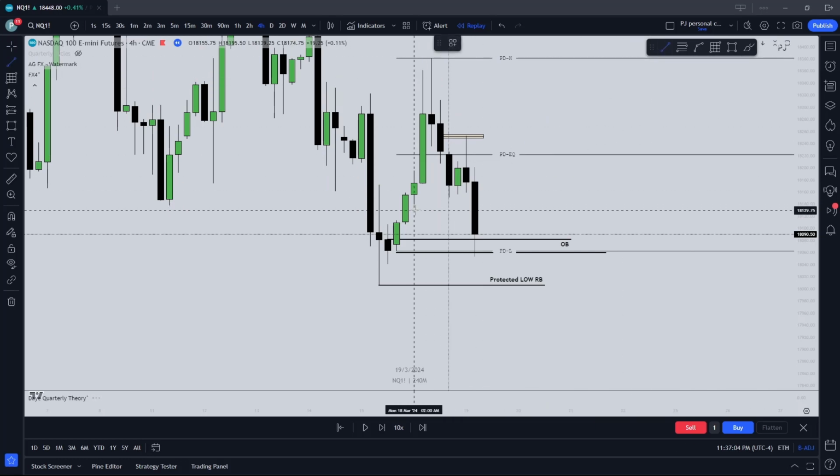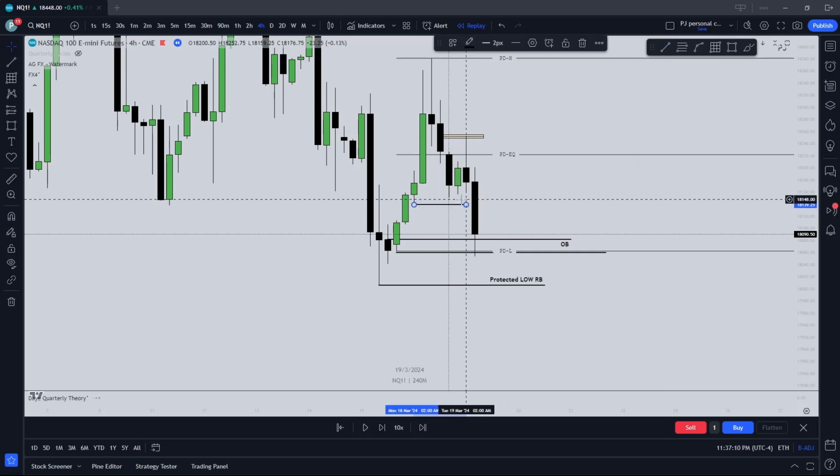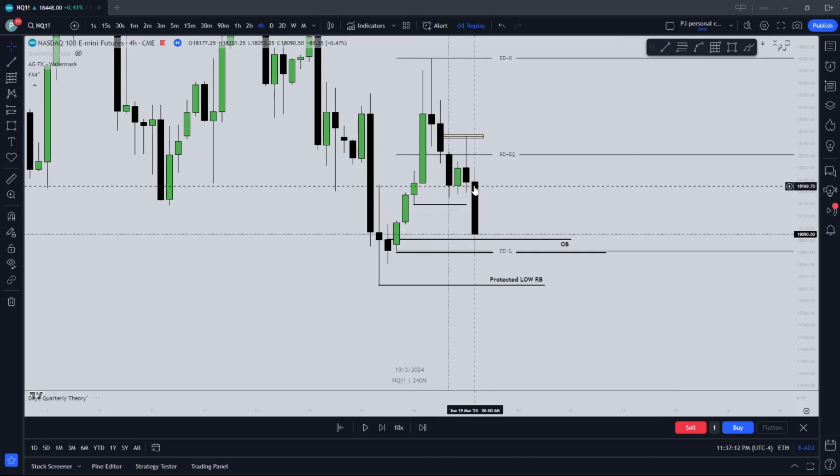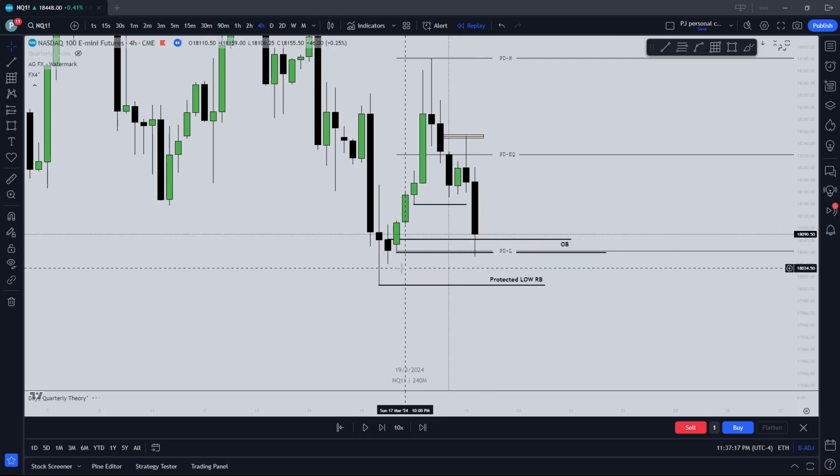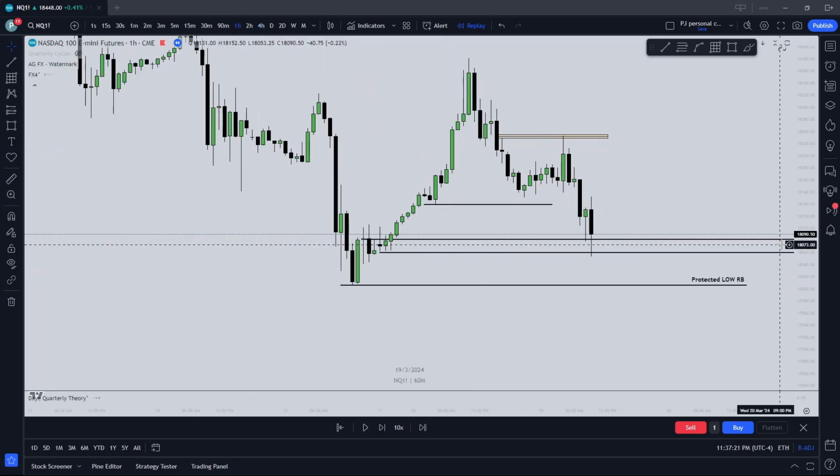We'll just put it here so it looks better. Why does it keep doing that? Sweep an internal sell side level with a thick bearish down close candle into our PD array with a protected low below. Go down to the 1 hour.